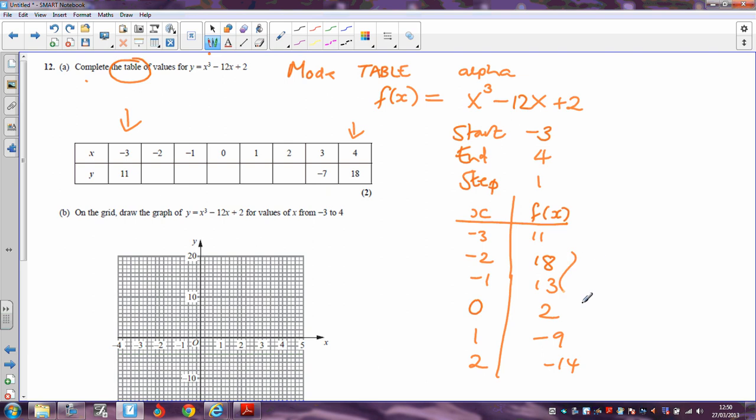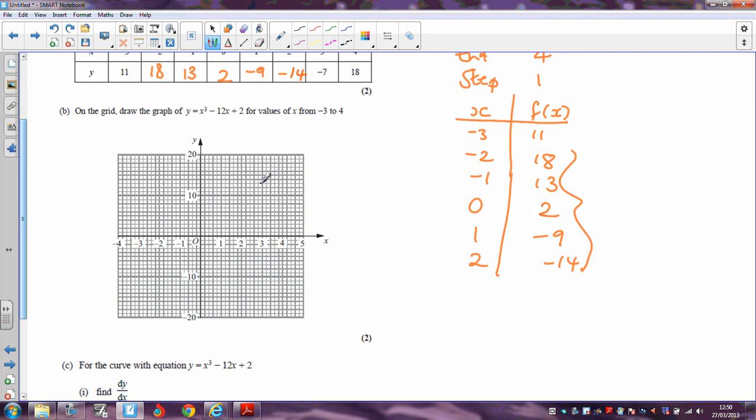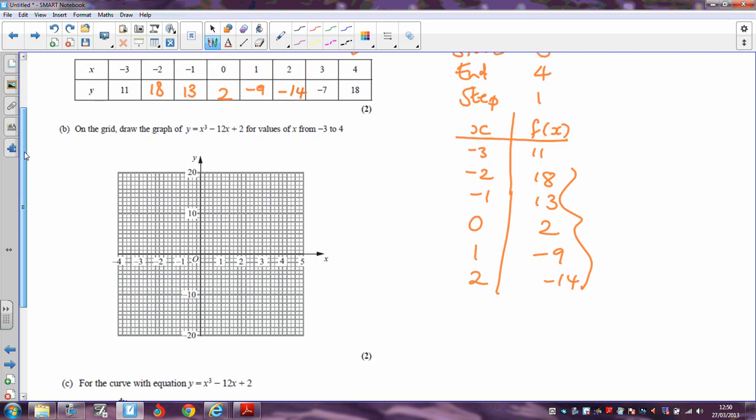And you simply fill these numbers then in your table. So it goes here 18, and then 13, and then 2, minus 9, and minus 14. It's by far the easiest way to do this question for only 2 marks. Okay, you've now got to plot the points on your graph.